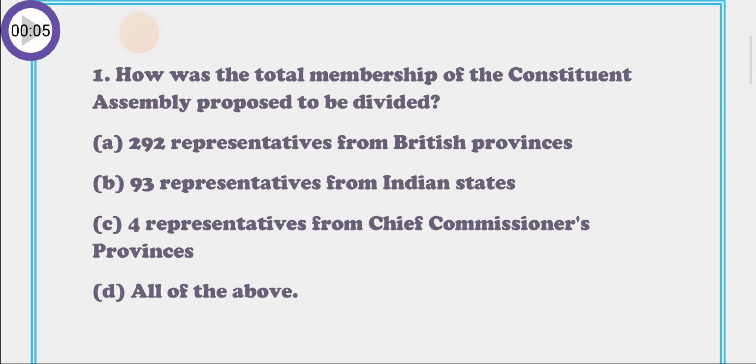Question number 1: how was the total membership of the Constituent Assembly proposed to be divided? A. 292 representatives from British provinces, B. 93 representatives from Indian states, C. 4 representatives from Chief Commissioners provinces, D. all of the above.